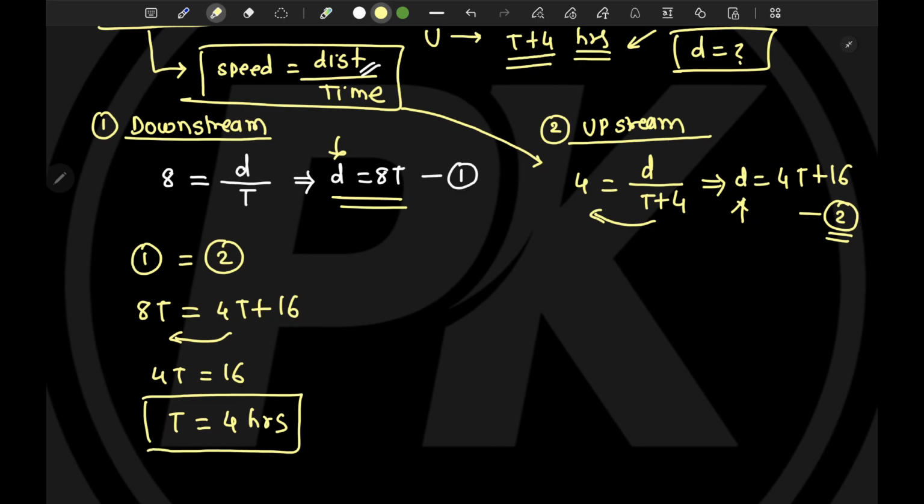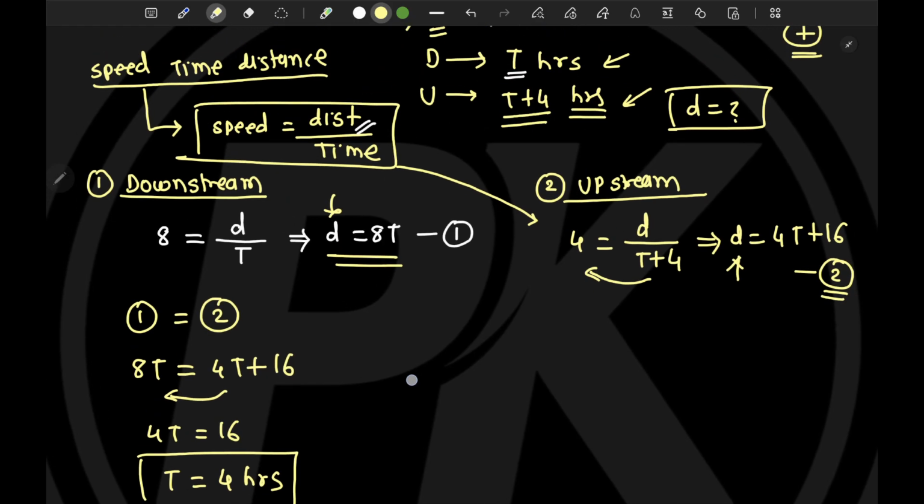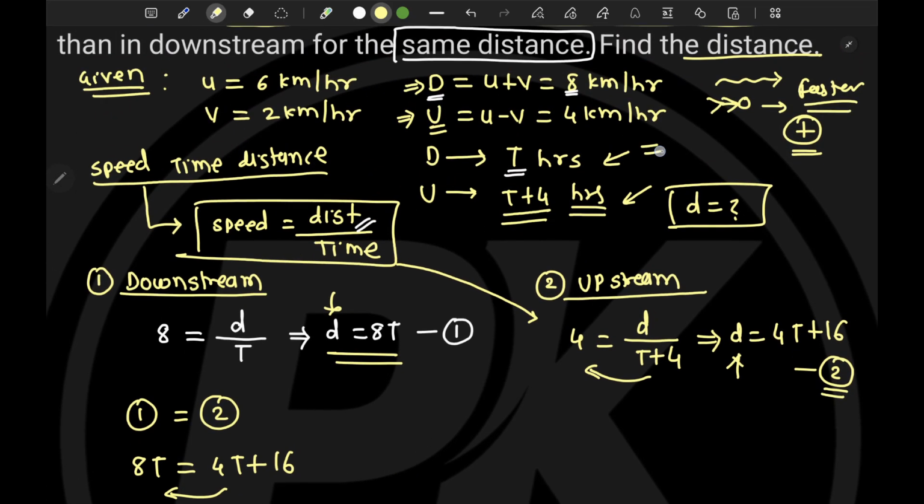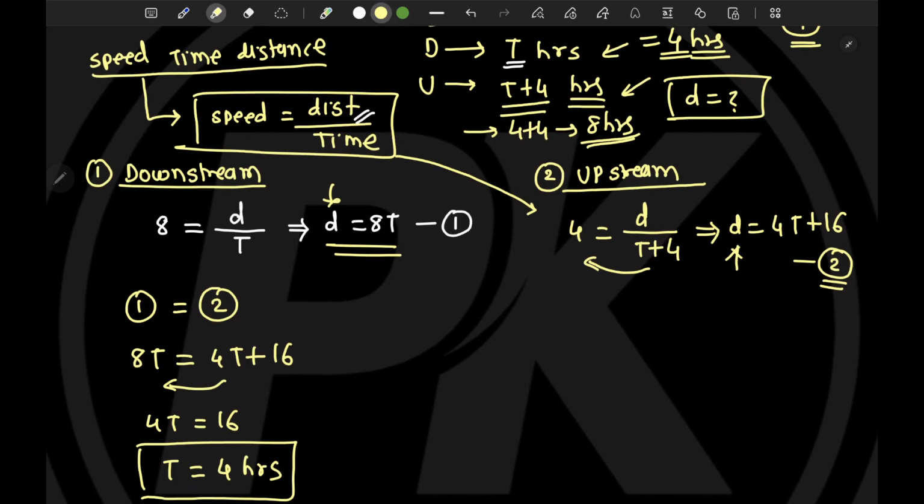Now we know the value of t. So t is equal to 4 hours. So to row downstream, the man will take 4 hours, and to row upstream, how much time will it take? 4 plus 4 hours. That means 8 hours it will take, right? Now what do we have to find out?